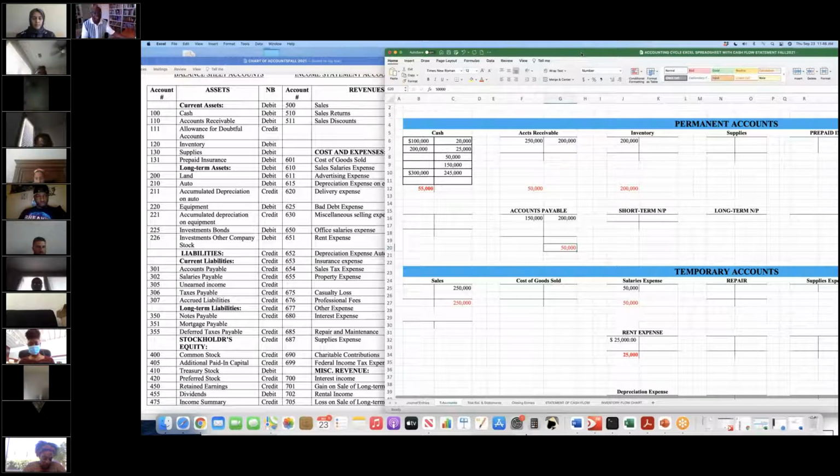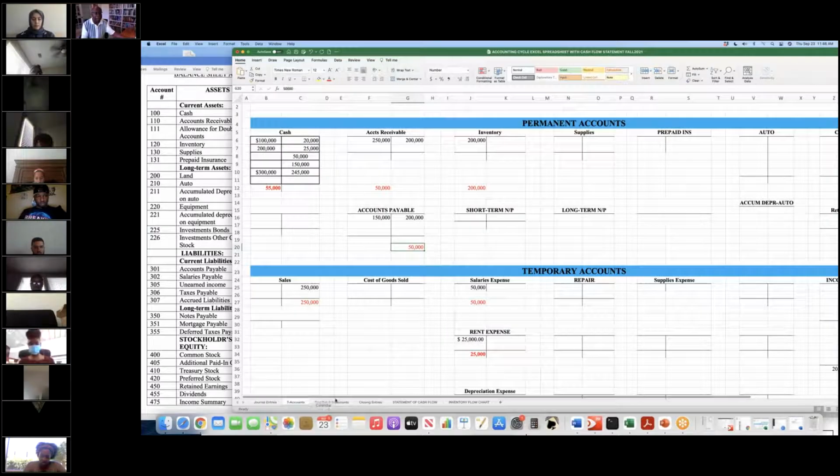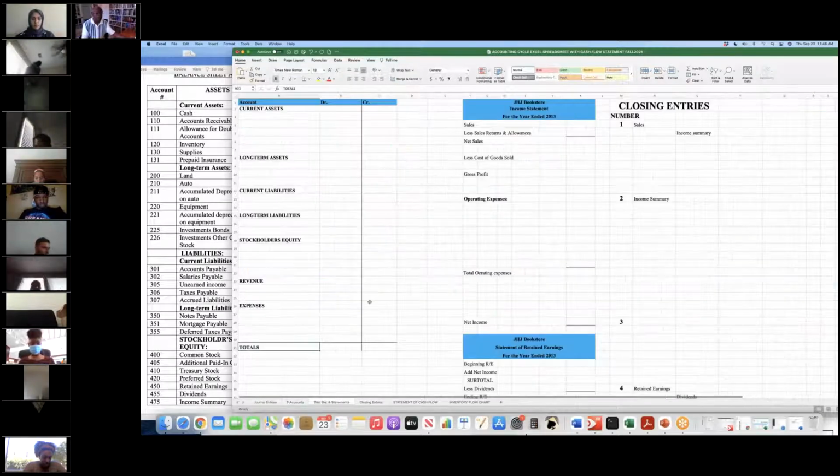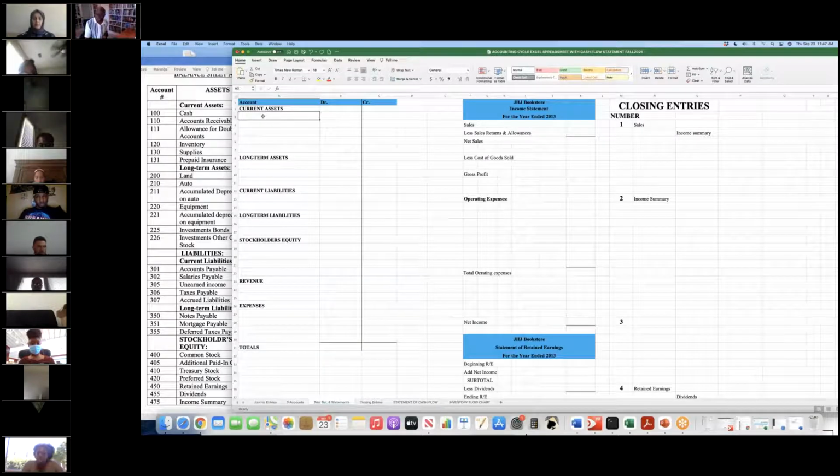My chart of accounts is done. My trial balance is done. So what's the first thing on the trial balance? Cash will be the first one. How much cash is it? 55,000. Thank you. What's next?